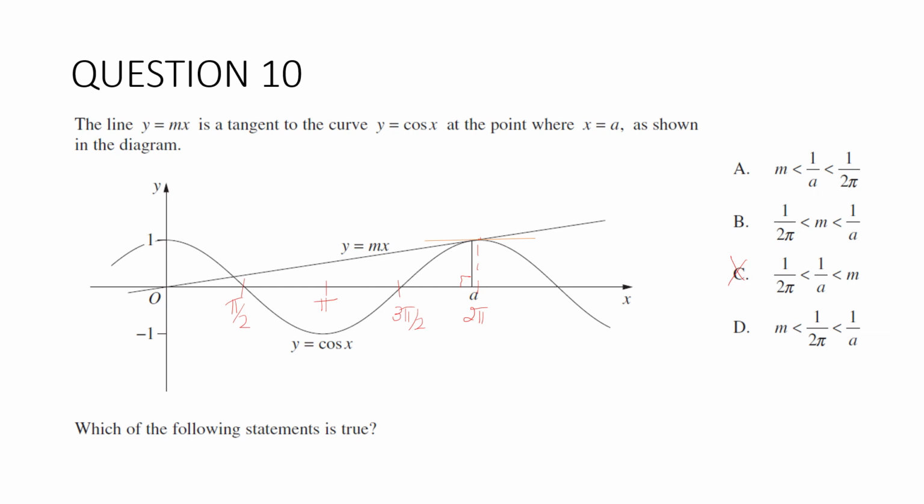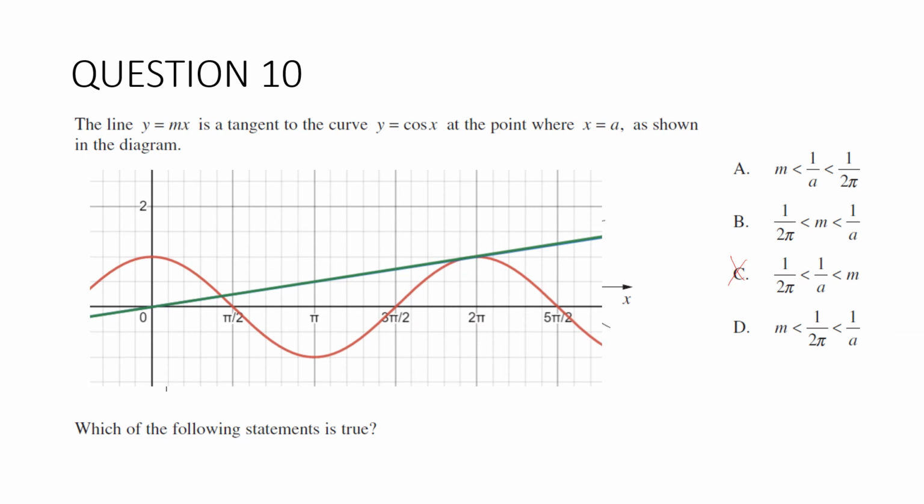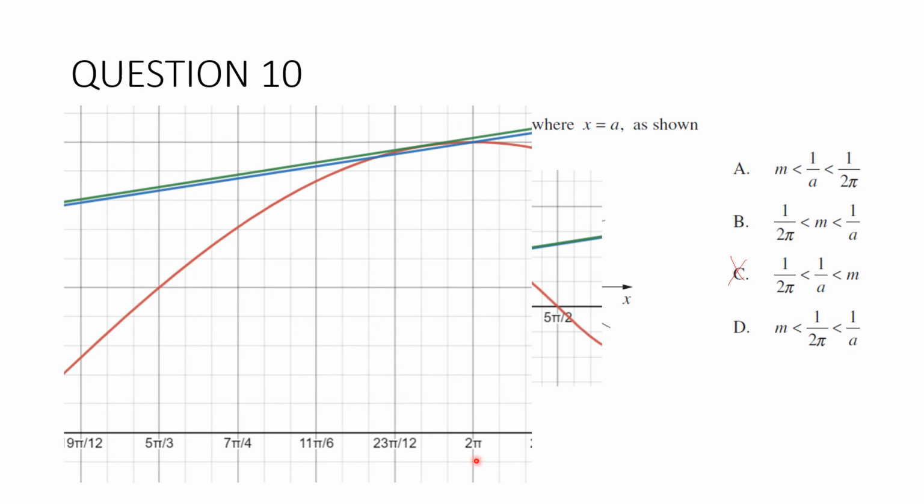Now let's consider the line that goes through 0, 0, and this point 2 pi, 1. Now I've drawn it up in Desmos, and you can barely see the difference between those two lines. But when we zoom in, here's 2 pi here. The blue line is the line that goes through the origin and the point 2 pi, 1, and the green line is the tangent to the curve. And can you see that the gradient of the tangent is going to be bigger than the gradient of this blue line? And the gradient of the blue line is 1 over 2 pi. So we want m to be greater than 1 over 2 pi. It's not here, it is here, it's not here. Our answer is B.